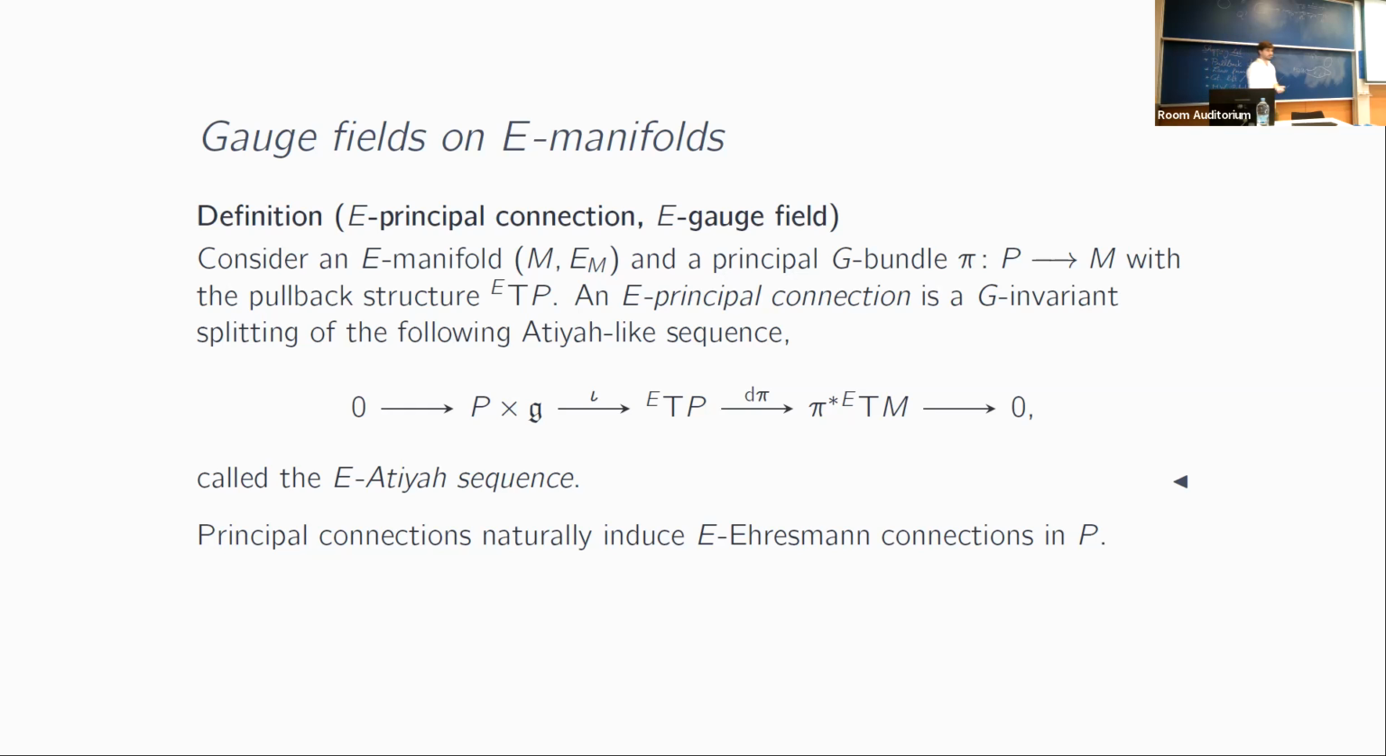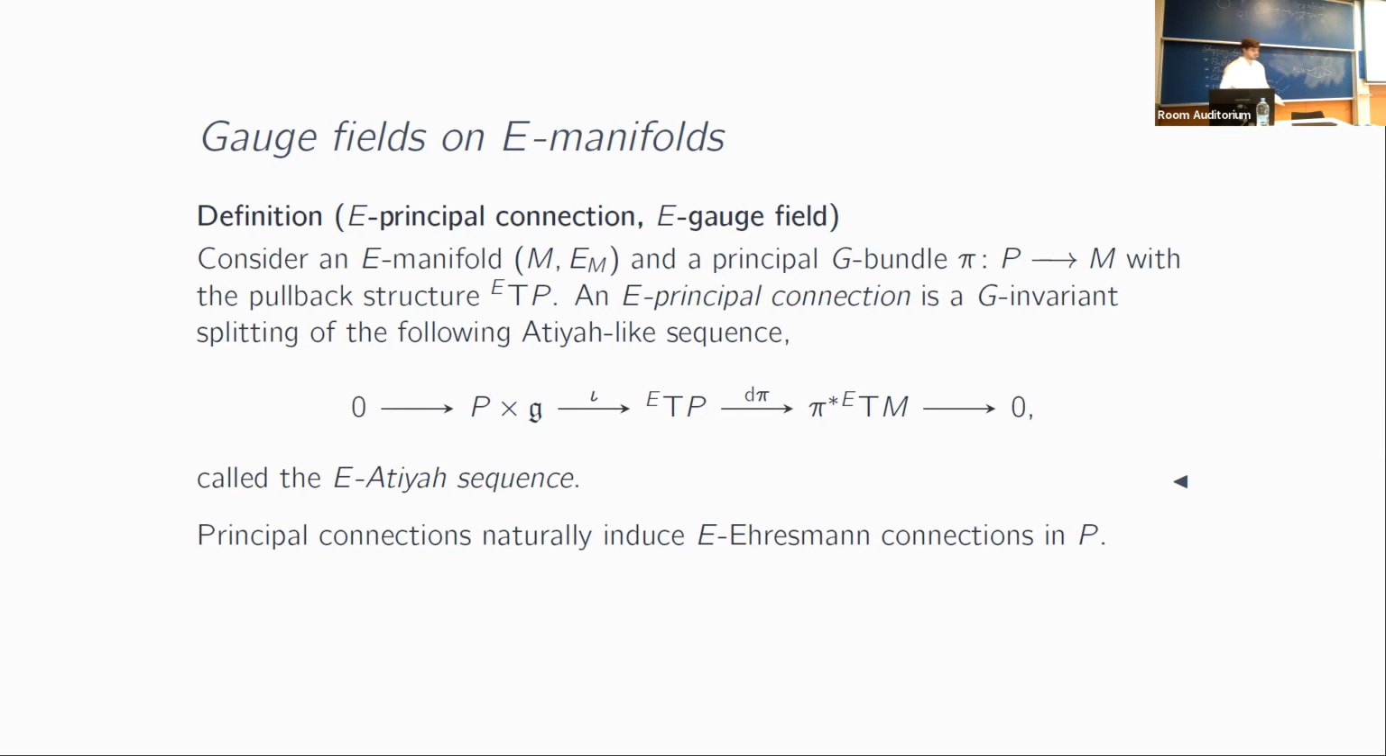And just a remark, observe that we are identifying the vertical bundle over the principal bundle understood as a smooth manifold with the vertical bundle understood as an E-tangent, as an E-manifold. And this is because we are taking the identification with the anchor. And this is once again a small subtlety.